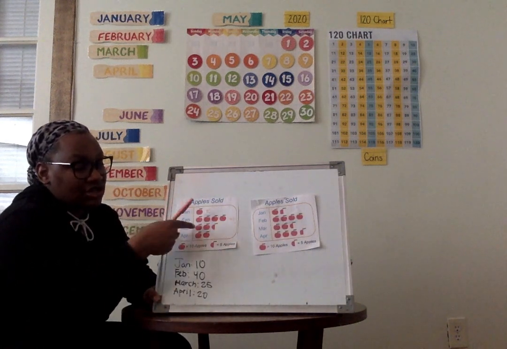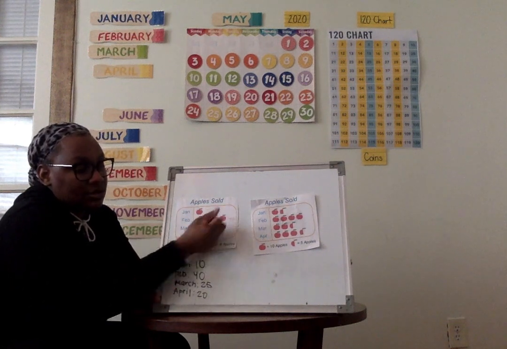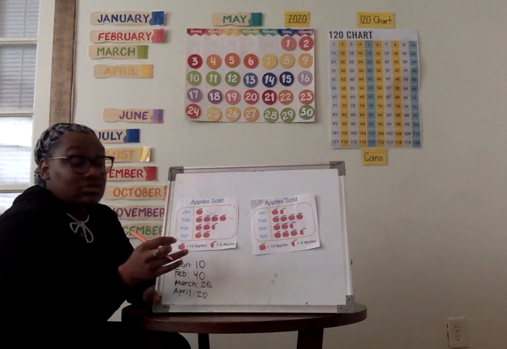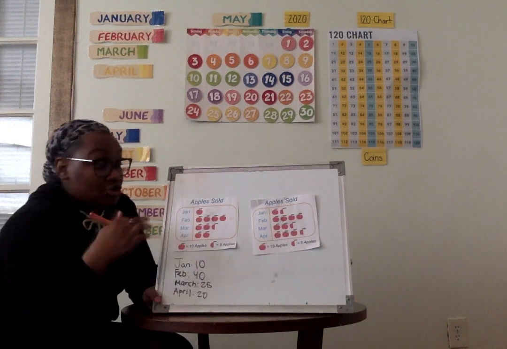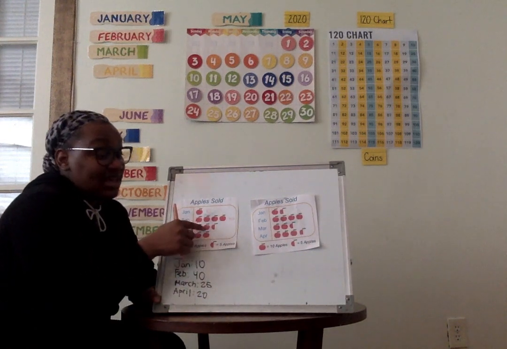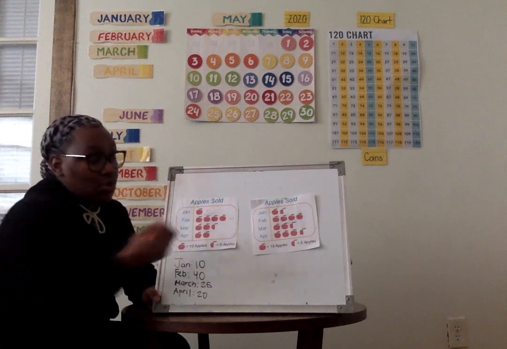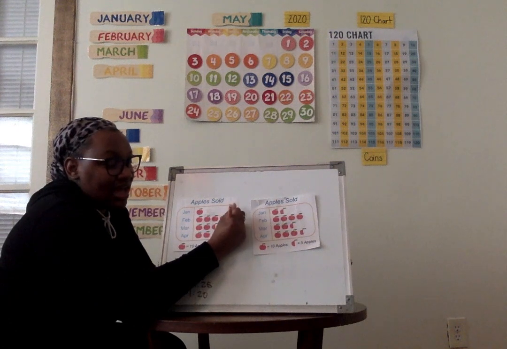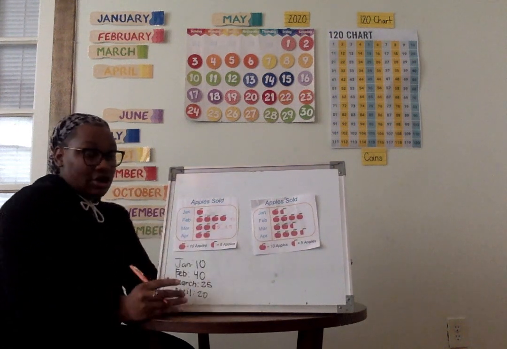Let's count March. 10, 20. Oh, don't get tricked. This is half an apple. So is it worth 10? No, it's only worth 5. 20 plus 5 more is 25. So for March, there's 25 apples in this chart.